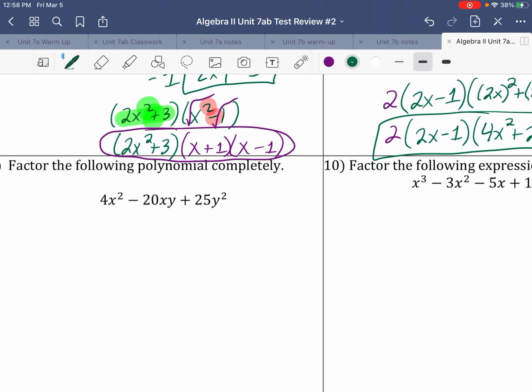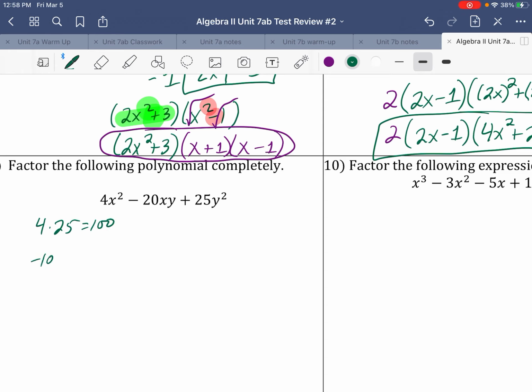Number 9. Looks like a trinomial. Is there a greatest common factor? We have 4, 20, no. X squared, x, no x. So nothing, no greatest common factor. It's a trinomial. I see quadratics, so let's go with a times c.